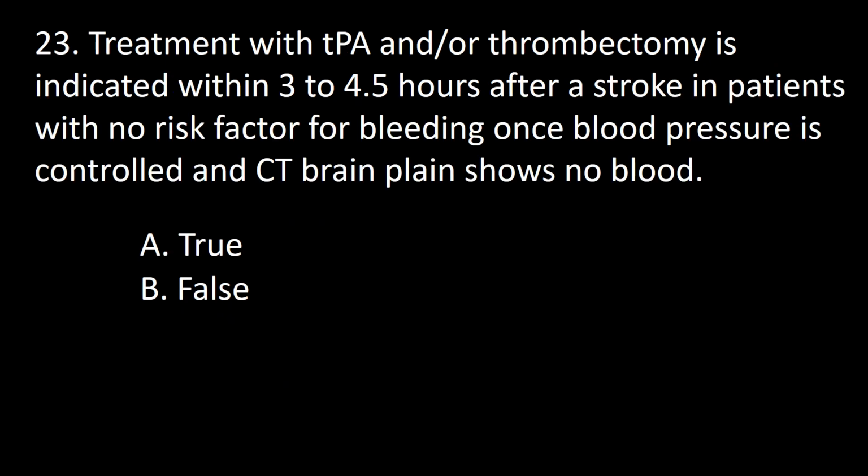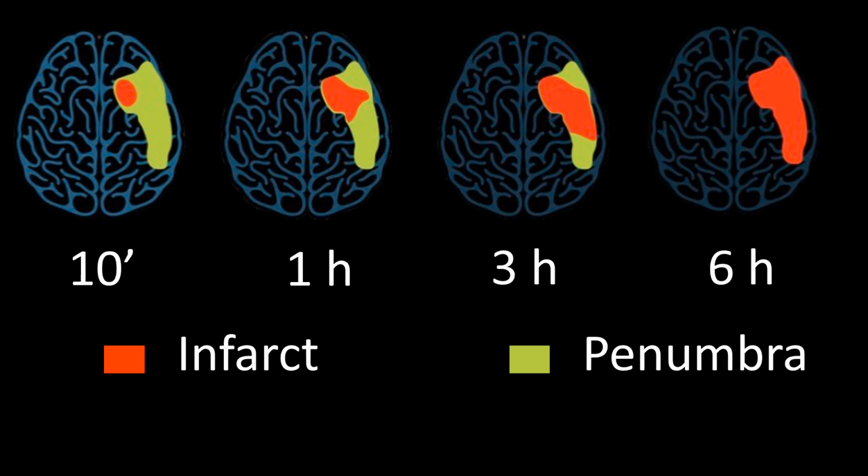Next question. Treatment with TPA and or thrombectomy is indicated within 3 to 4.5 hours after stroke in patients with no risk factors for bleeding once blood pressure is controlled and CT brain plane shows no blood. A true, B false. In this frame, you can see the evolution of a stroke. The orange area is infarcted, implying that the tissue is already dead or irreversibly damaged. The light green area is the penumbra.